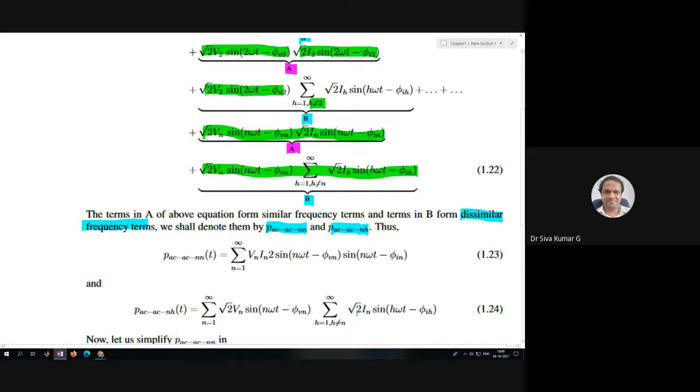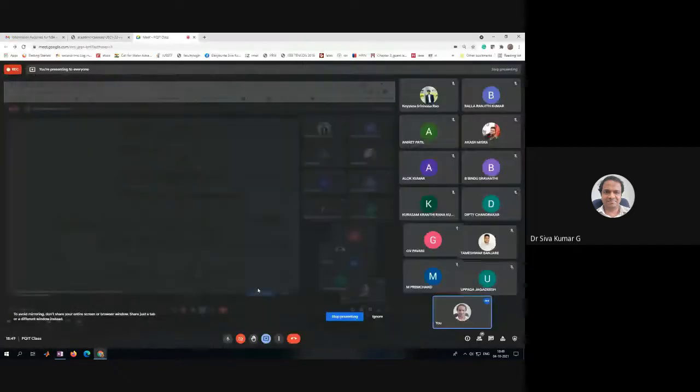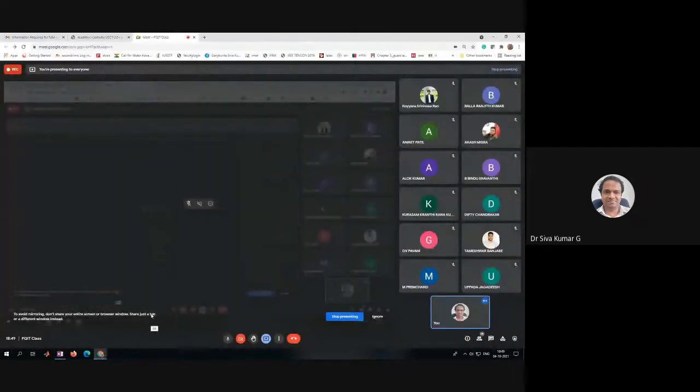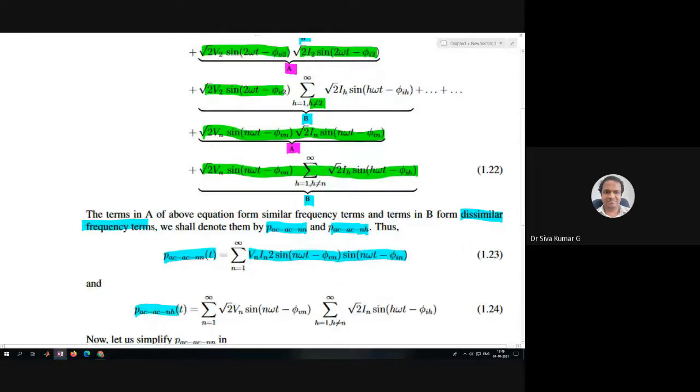Now we have seen this equation, Vn In of 2 sine omega t minus phi n and sine n omega t minus phi n. This is the similar frequency component term. And this equation is the dissimilar frequency components. For that reason we have represented here h is not equal to n. Whatever n is, if n equals 1, then h won't be equal to 1 over here. This is about the similar and dissimilar form.